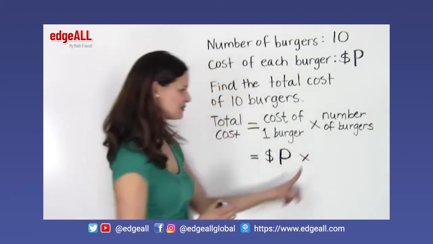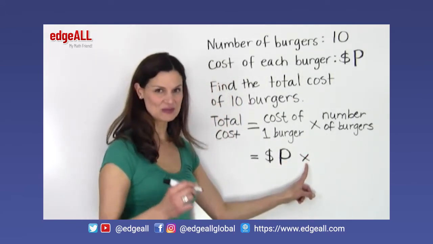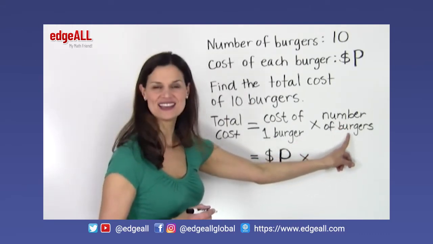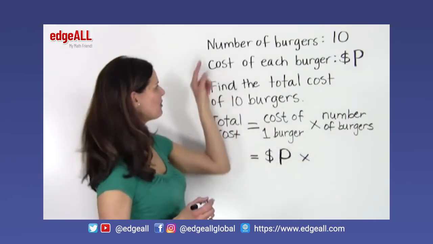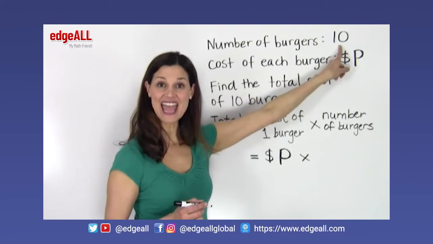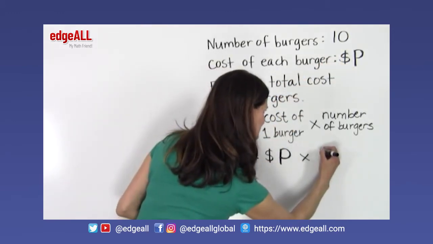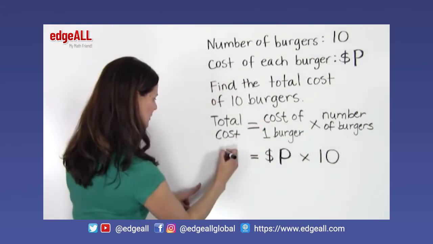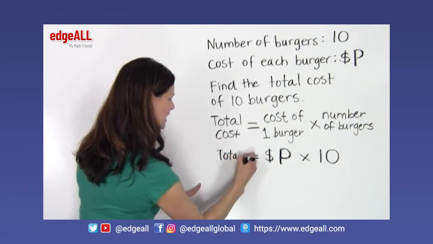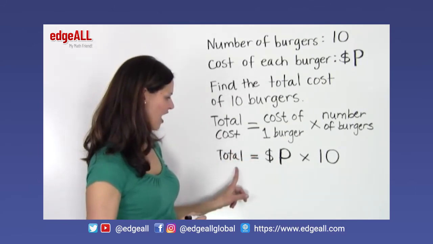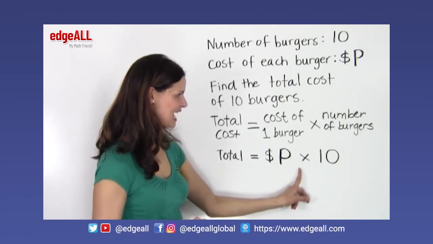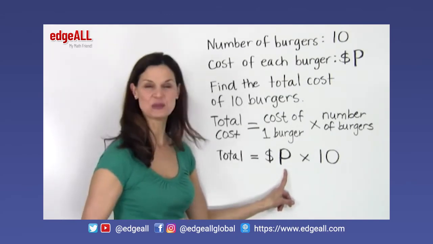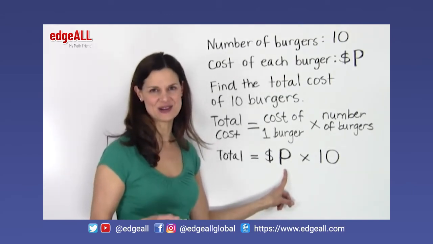Times, this is a multiplication problem, so I need to put my multiplication symbol to remember that I'm multiplying, and then the number of burgers. I know the number of burgers in this problem already. Number of burgers is 10. So I'm simply here going to place a 10 in this place of number of burgers. So I have a total here. The total cost equals P dollars times 10. And so once you find out the cost of each burger, you can find the total.